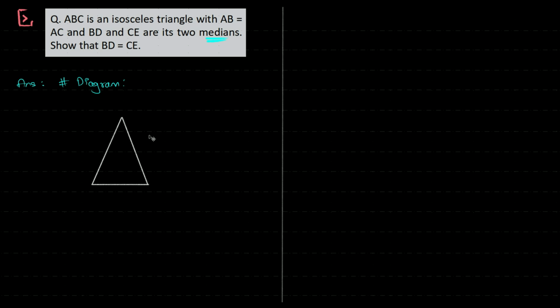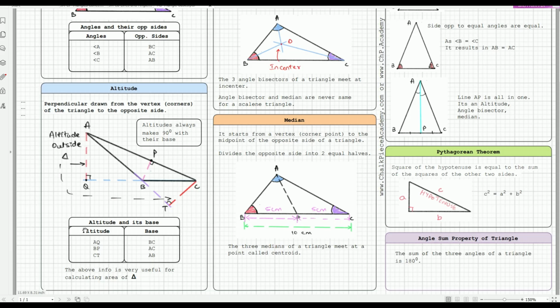First thing is the diagram. The very first thing is we have AB, which is equal to AC. So these two sides are equal. With this information, we can also tell that angle B is equal to what? Yes, angle C. These are the opposite angles of the two equal sides. Then we have the word median. What does it mean? Please have a read if you don't know.